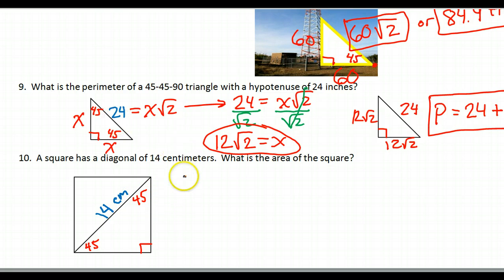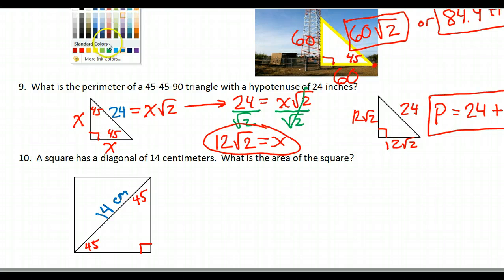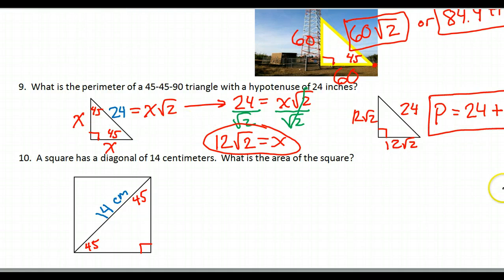Again, this is just like what I was doing a minute ago on problem number 9. The pattern goes like this. The legs are x, x, and then the hypotenuse is x radical 2. So that means this 14 must equal x radical 2. So x radical 2 equals 14.